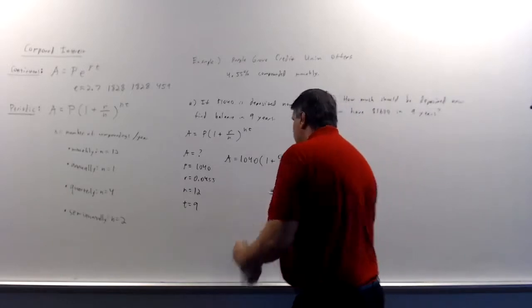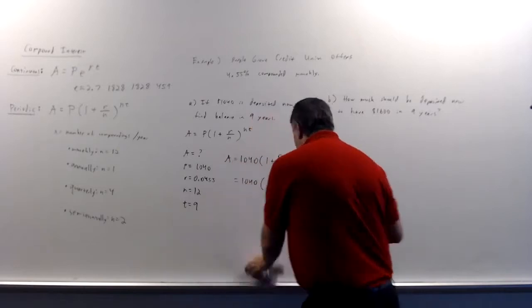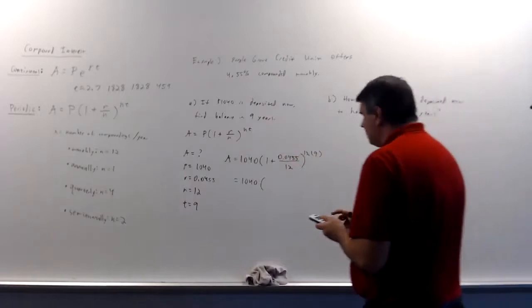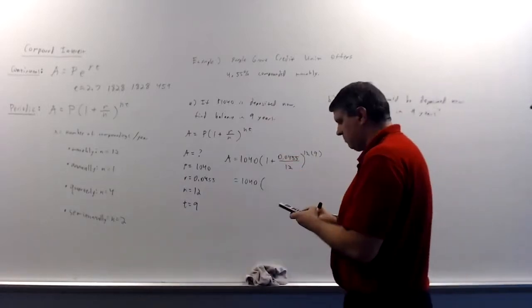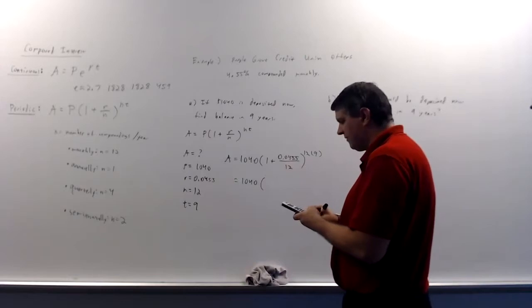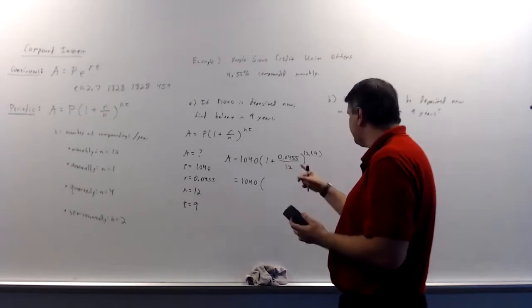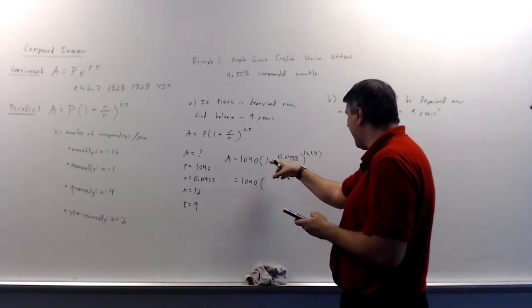So A equals 1,040. That, and I'm going to see if that divides cleanly. I don't think it does. So 0.0455 divided by 12 plus 1. So what I went ahead and did is I took the 0.0455, divide first, then add.